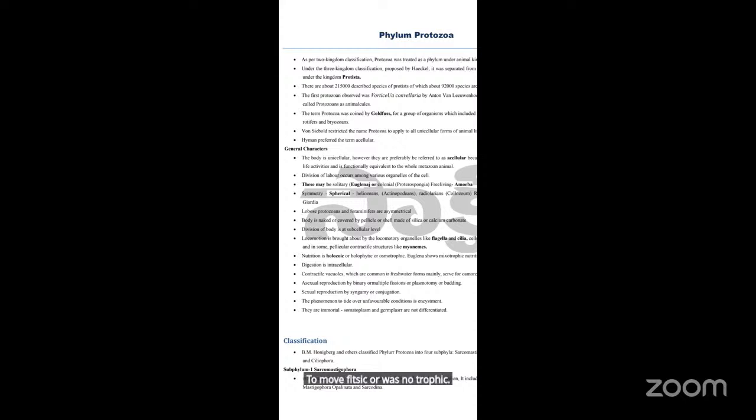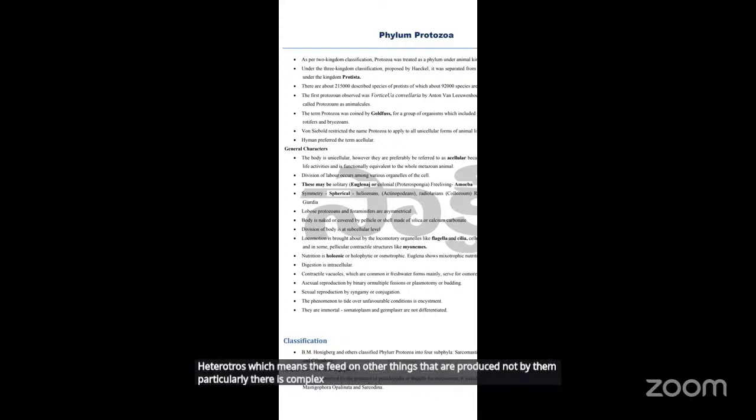This is their mode of thinking. This simply means that they don't create their own food. They are heterotrophs, which means they feed on other things that are produced not by them particularly. They use complex organic food materials.